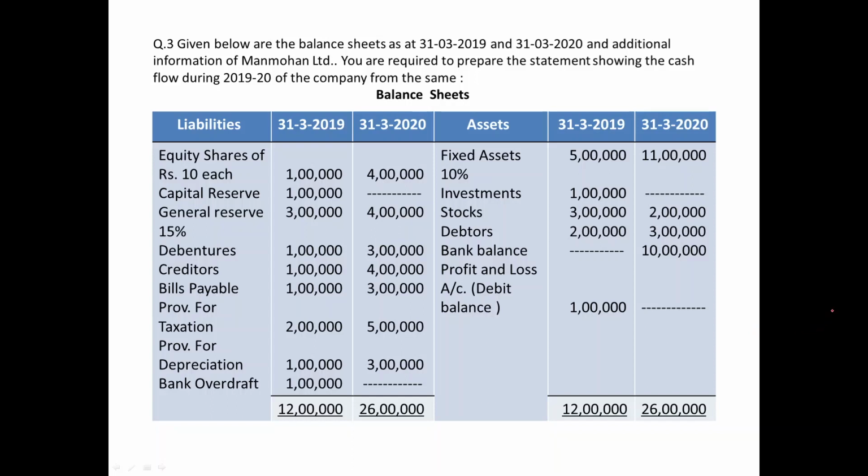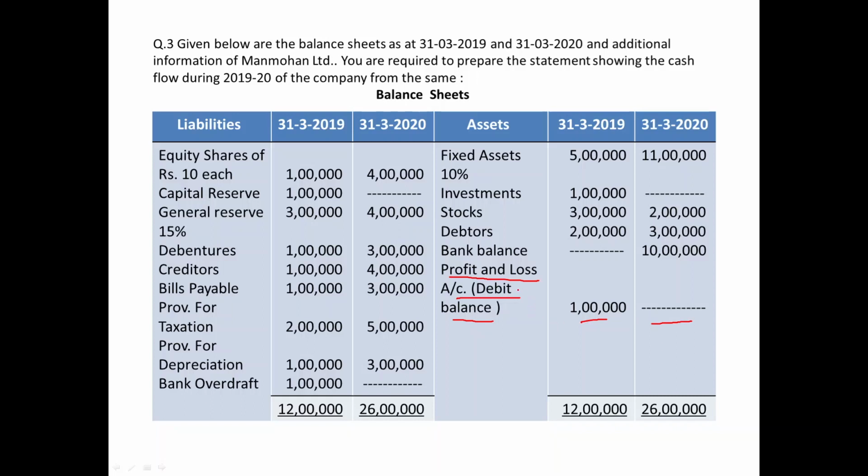I would like to draw your attention to one point given on the asset side of the balance sheet. Have a look at the last item on the asset side of the balance sheet. Profit and loss account debit balance. Over here, it has been mentioned very clearly that it is a debit balance, meaning it is a loss balance. Last year, rupees 1 lakh, current year, nil.